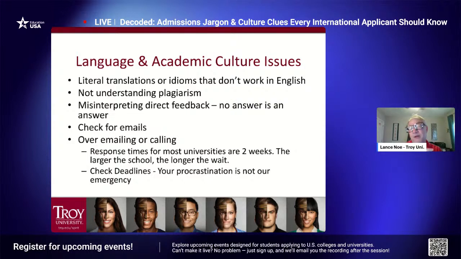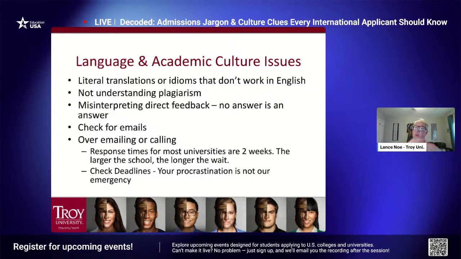If your application is not complete, we will email you and say, hey, thank you for your application, but we're missing these things. So that's why it's important to check your email. But typically, it takes about 2 weeks to get everything done. Larger schools, like the University of Alabama, have 30,000 students. It takes them a month and a half because there are so many students applying.